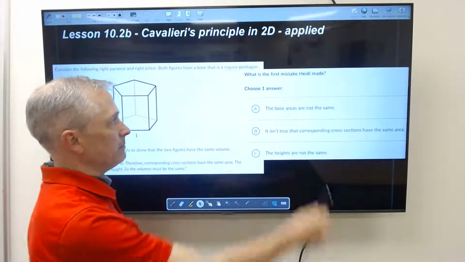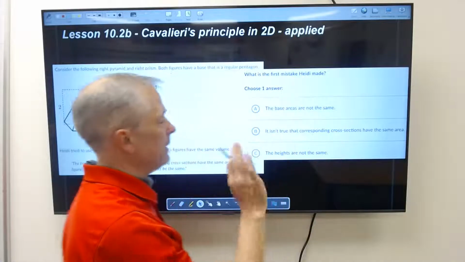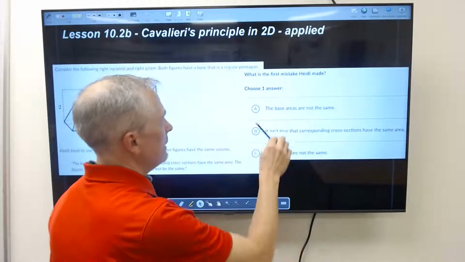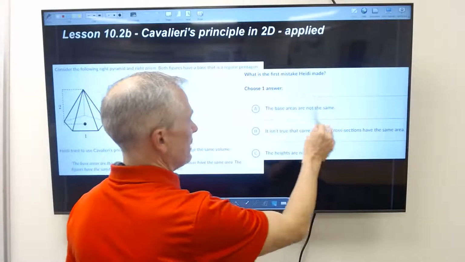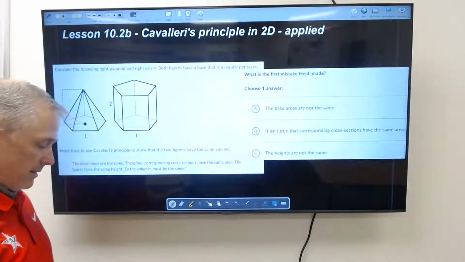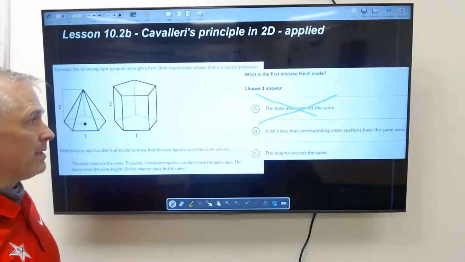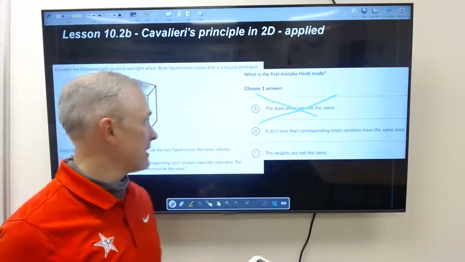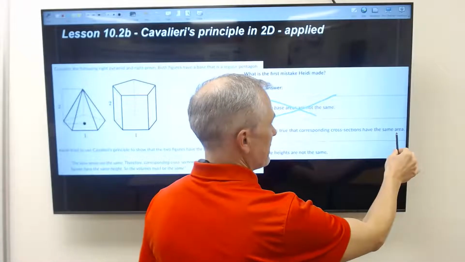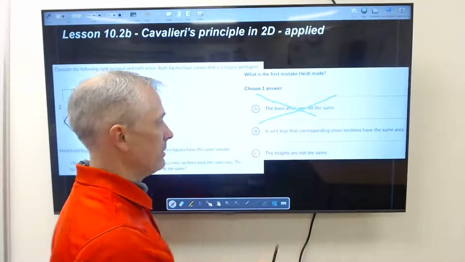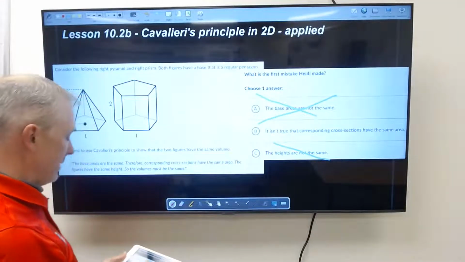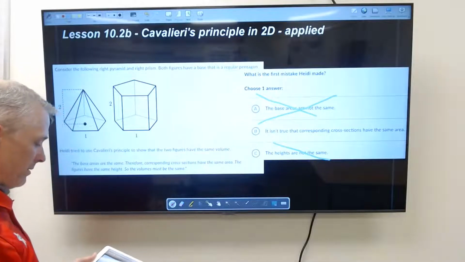Okay, first mistake might have been waking up in the morning. No, I'm kidding. Just finish that dream so that you have a little closure there. Base areas are not the same. Well, they are the same, so that's not actually a mistake. They are the same. She didn't make that mistake. It isn't true that corresponding cross sections have the same area. That's true. The heights are not the same. Yes, they are. It says so.